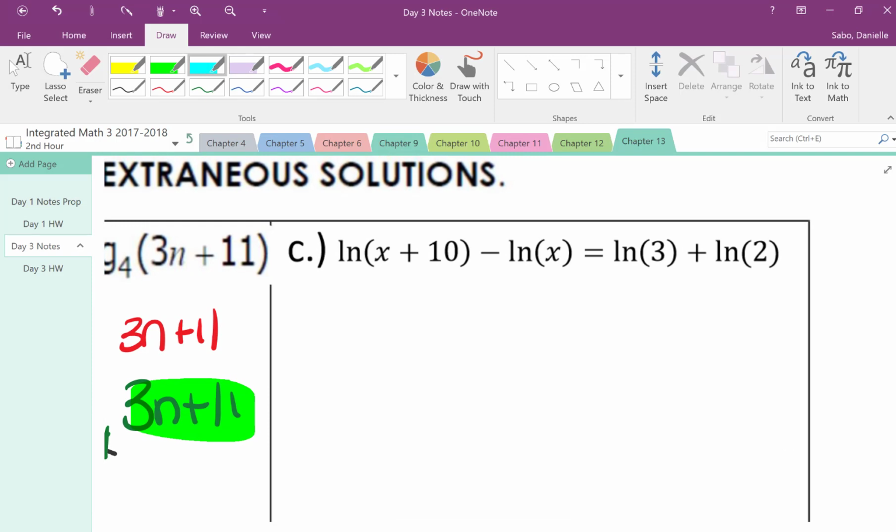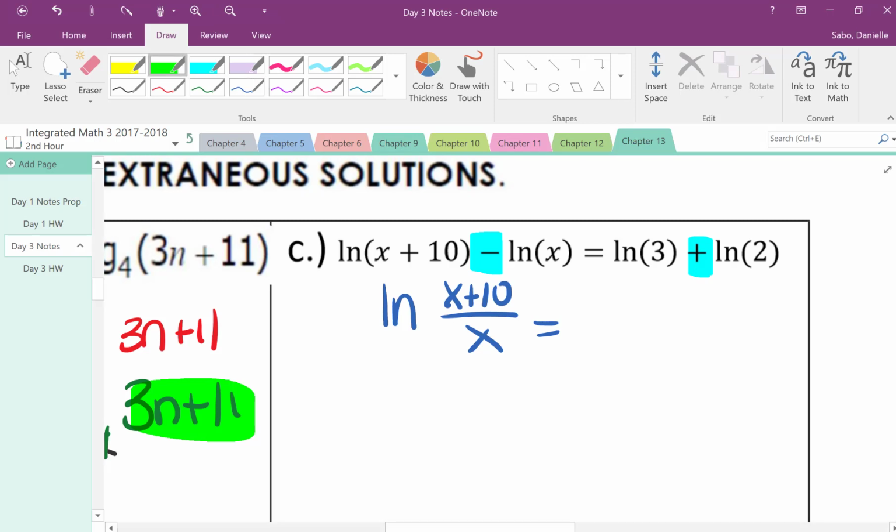Here's one away. Okay, this stuff is not easy enough for you guys to just not pay attention. Okay, what does this negative mean? Division. So I have ln x plus 10 all over x. Questions on that part? No. Okay, equals. What am I going to do on this side now? Multiplication.